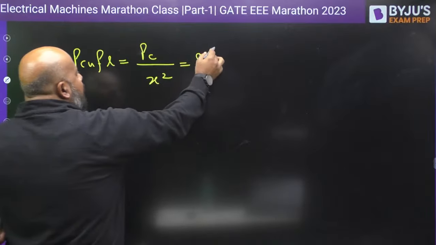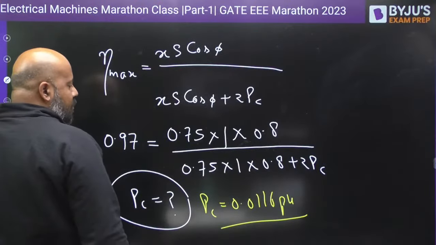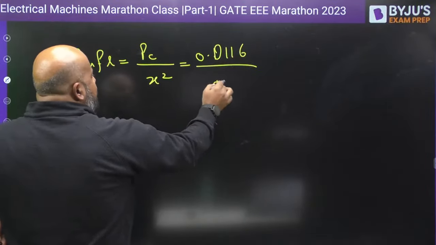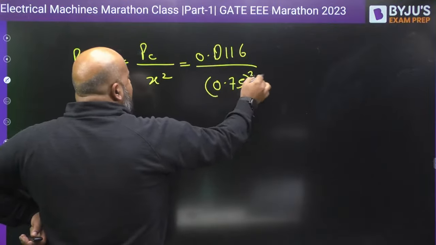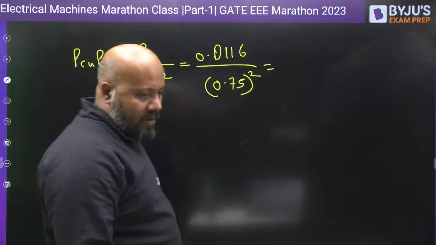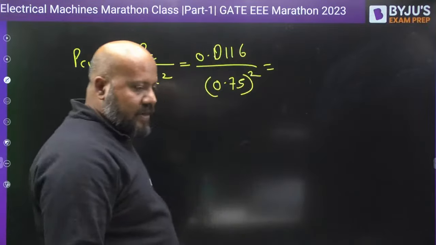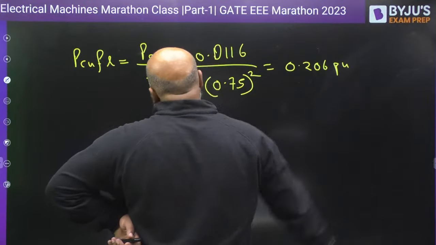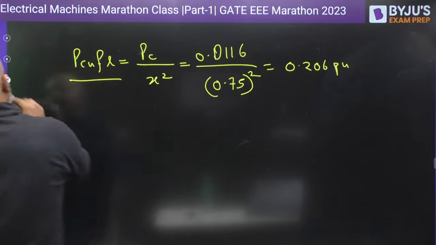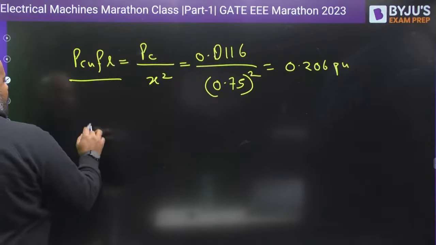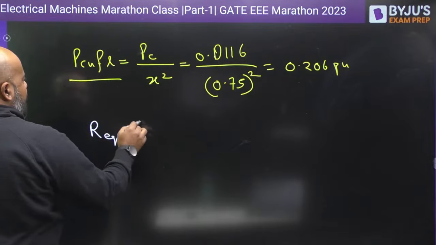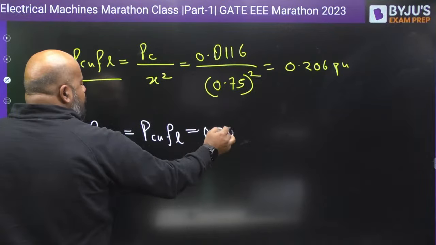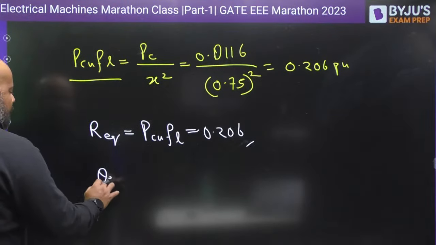What is PC? 0.0116 divided by X square. This is 0.75 whole square. Just solve this, you will get the full load copper loss. This you must be getting as 0.206 per unit. The moment you get full load copper loss, this is nothing but R equivalent, that is per unit PCUFL, that is 0.206. Can you tell me what is theta equivalent?